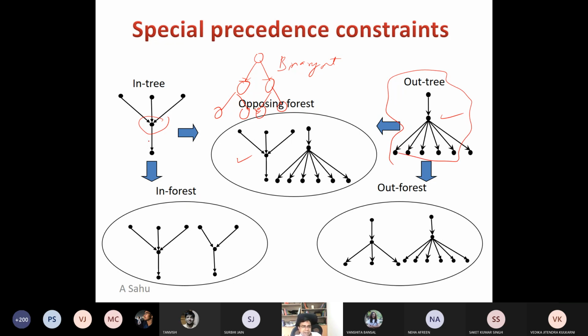This is an in-tree. There may not be only one; there may be many such trees. So this is an in-tree forest, and this is an out-tree forest. This is the convention we use. This is not difficult because we read it in the discrete math course also. So what is an in-tree, an out-tree, an in-forest and out-forest, and an opposing forest? Opposing forest means a combination of both in and out in one forest.